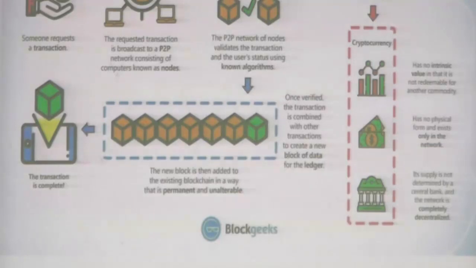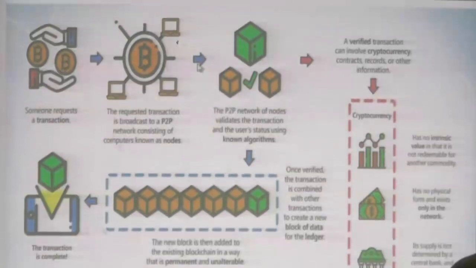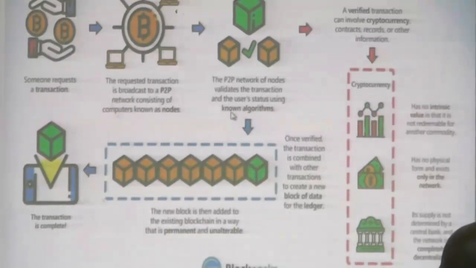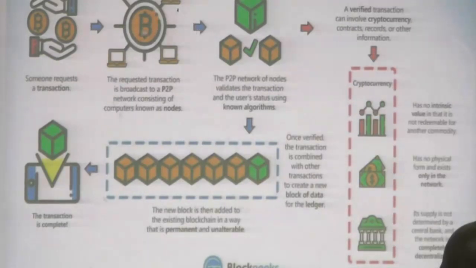In this simple diagram, it will show how the blockchain mechanism works. In the first step, someone requests a transaction. The requested transaction is broadcast to a P2P network consisting of computers known as nodes. These are the nodes, and the transaction is sent here. Then the P2P network of nodes validates the transaction and the user status using a known algorithm. They validate whether it is a genuine transaction or a wrong one, whether it is okay or not. Then they give the okay.